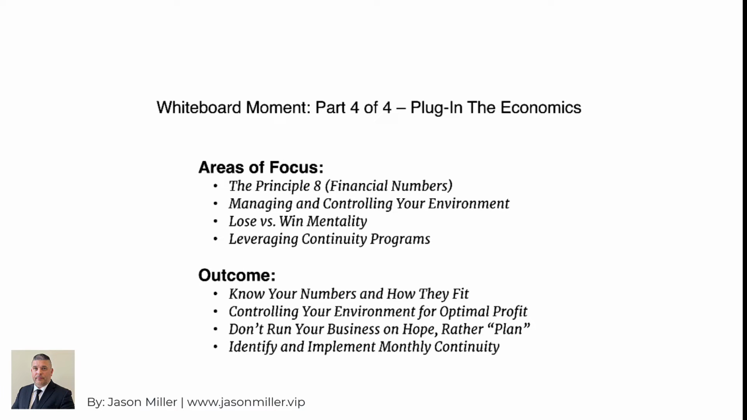This is the last part, part 4 of 4, and we're going to talk about plugging in the economics. Even though this is a whiteboard moment, we won't actually cut away to the whiteboard today. It's not really required. So today, the areas of focus are the principal 8 financial numbers, managing and controlling your environment, lose versus win mentality, leveraging continuity programs. The outcome is: know your numbers and how they fit, control your environment for optimal profit, and don't run your business on hope. Rather, plan, identify, and implement monthly continuity plans where possible.